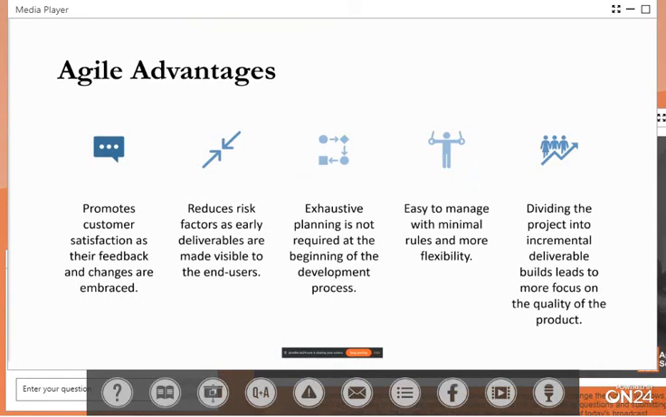So being able to reduce risk by having early deliverables, not "I'm going to go lock myself in a room for 6 months and turn around and then give you the end product." Again, that's an important concept.